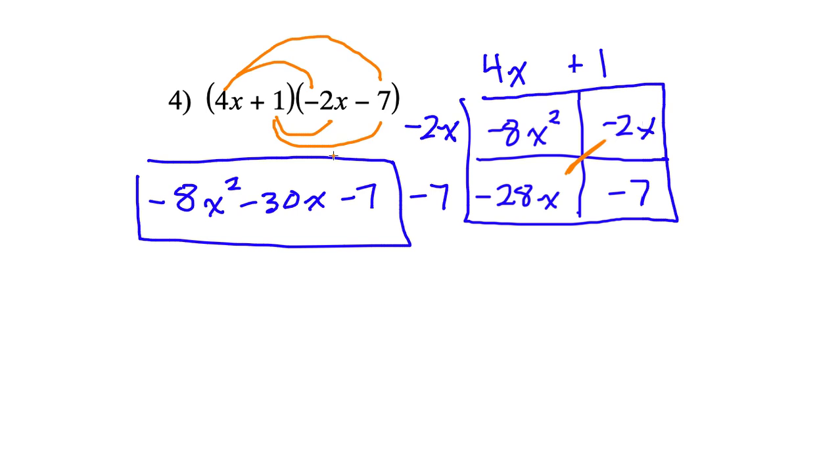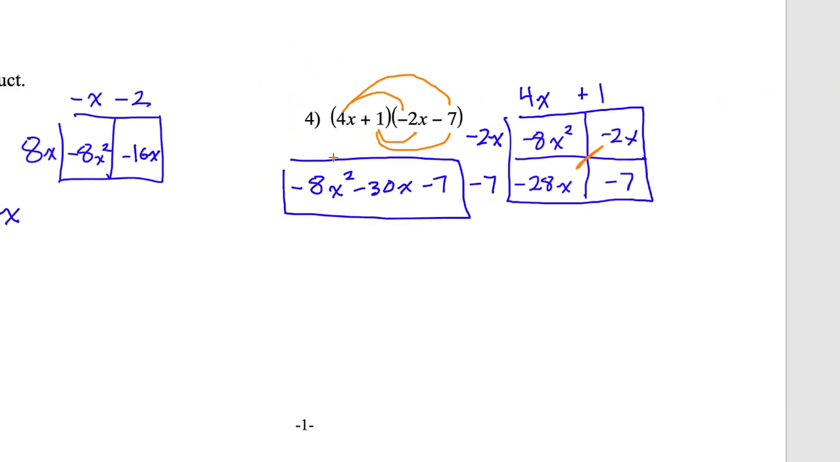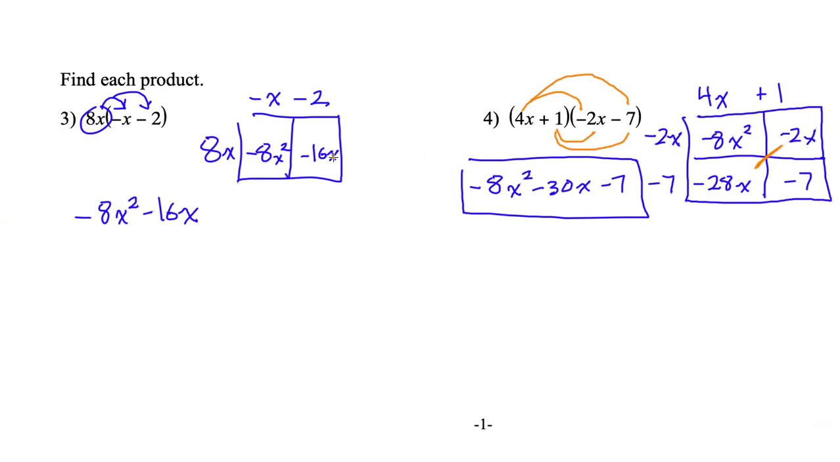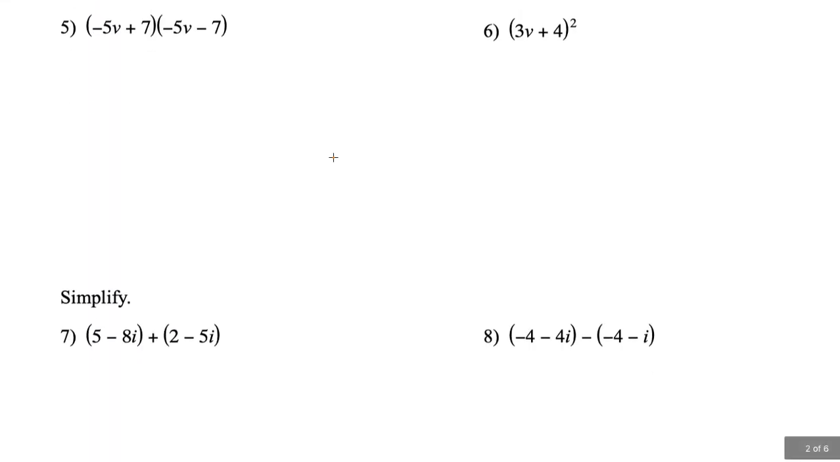It gets a little bit more hairy if you did a 2-term times a 3-term, a binomial times a trinomial, but you can always do it that way. It's just harder and harder the bigger it is. Number 5.